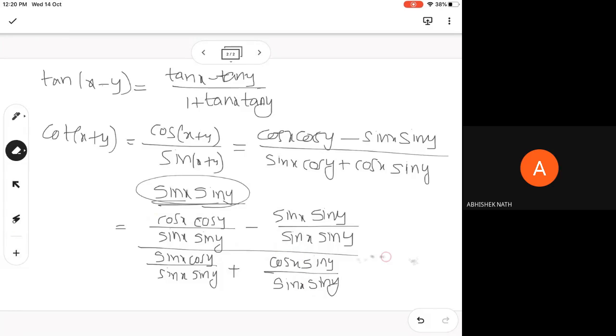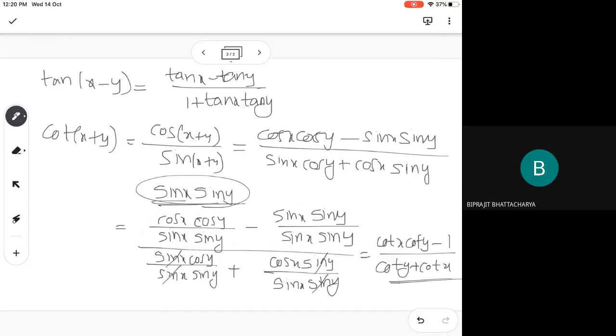So this can be written as cot x cot y minus 1 by, which one gets cancelled? Sin x sin y gets cancelled here, sin y gets cancelled. So we get cot y plus cot x. Okay, did you understand here? Yes, sir. Next, cot x minus y. What about cot x minus y?